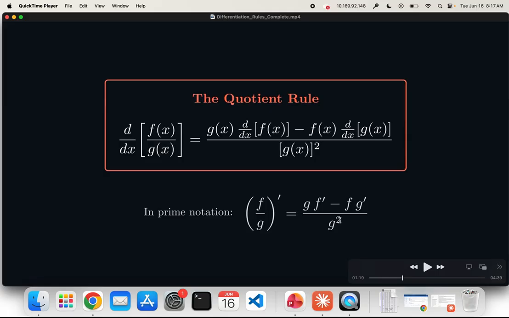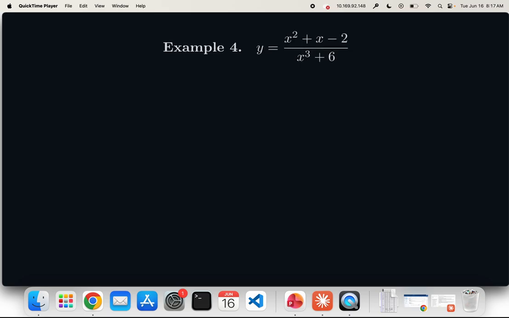If you've done this in high school, you might have heard of that mnemonic. Again, it's low d high minus high d low over low squared. If you say that a few times and memorize it, that can also be helpful in applying this rule. But however you want to memorize this, okay, let's do an example.